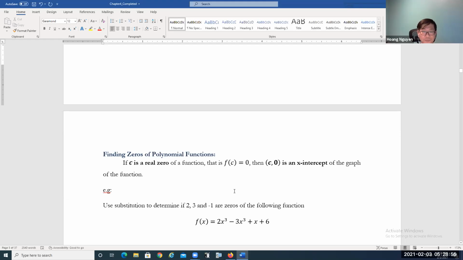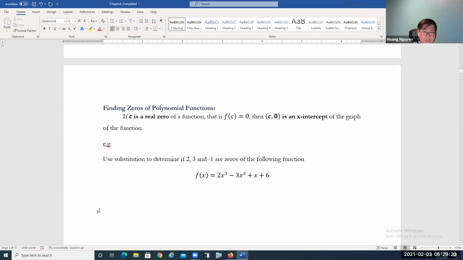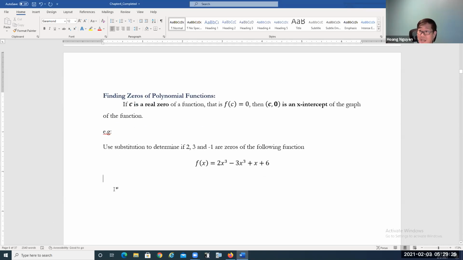Okay. So we're going to base on this definition to determine if some number is a zero of a polynomial function by just substituting that value into the function and doing the calculation to see if the final answer, the output, will be zero or not. If the output is zero, then that number is a zero of the function. If the output is not zero, then that number is not a zero of the given polynomial function. Okay. Now let's do some practice, right?